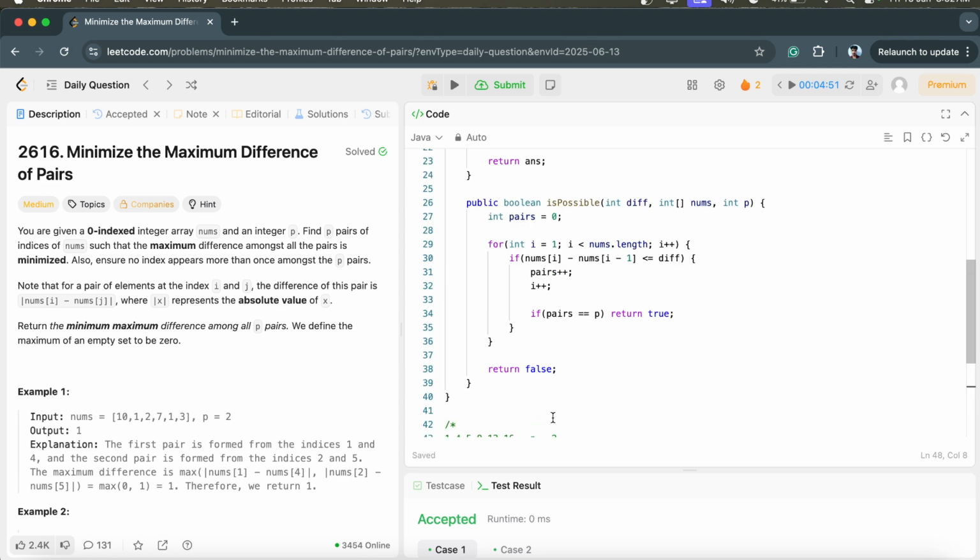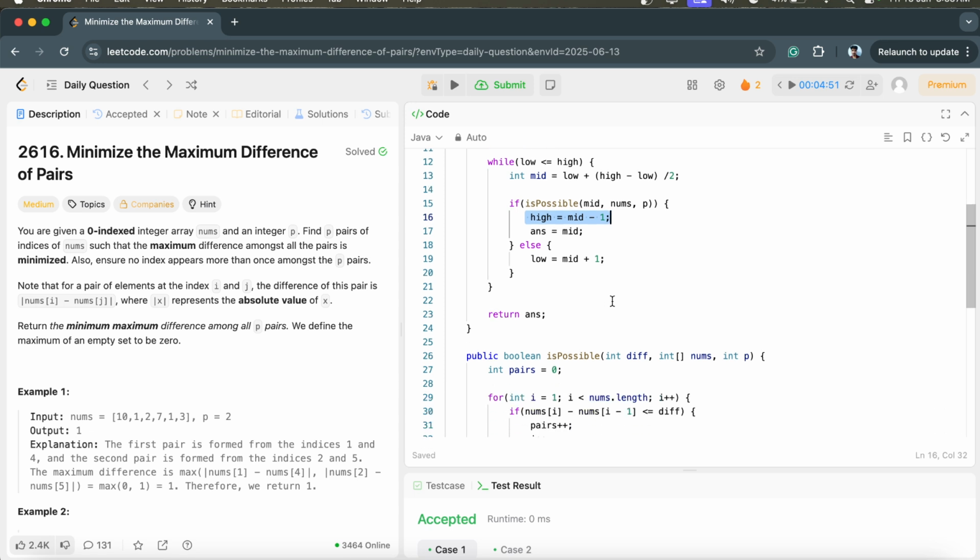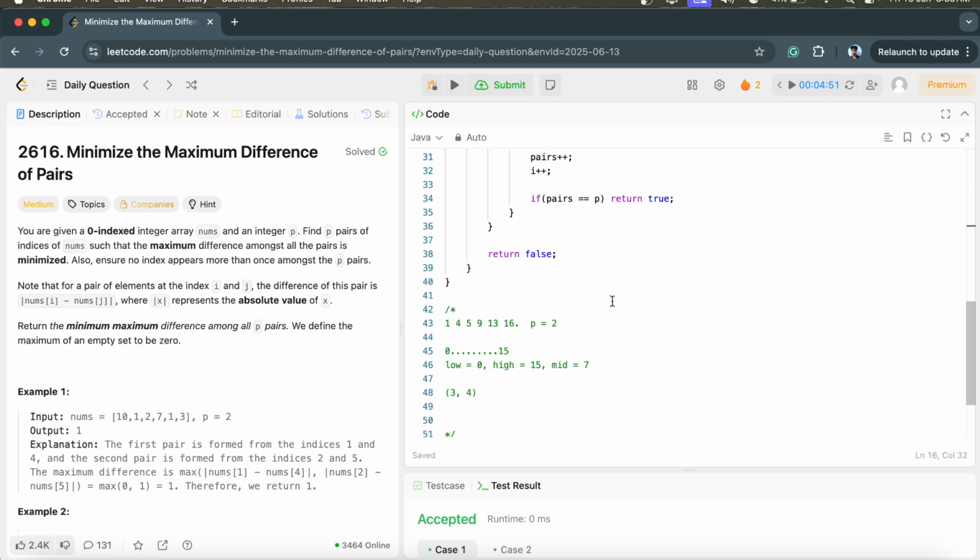The moment we return true, high is pointing to mid minus 1, because all the rest of the values 8, 9, 10 will definitely satisfy, so we are not going to look at them. We look for the lowest pairs. So now the range is from 0 to 6, because high now points to mid minus 1, so it is 6.